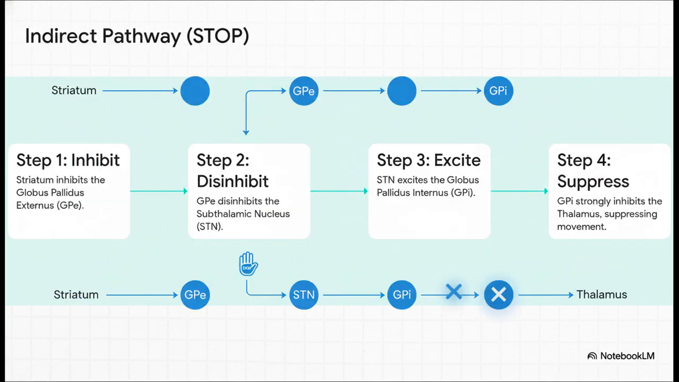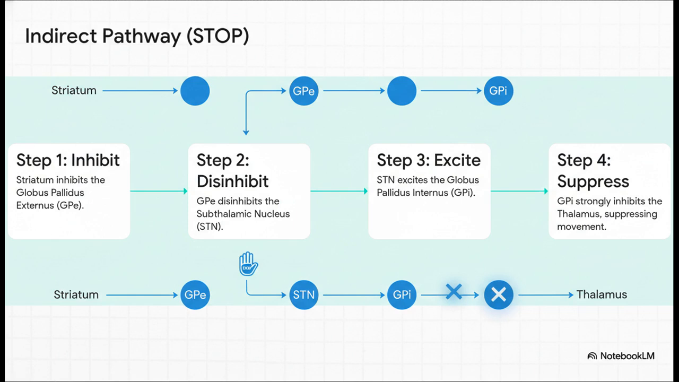The second arm is the indirect pathway, and this is your stop signal. It's a little more complex, so let's walk through it. The striatum inhibits the globus pallidus externus. This frees up the subthalamic nucleus, or STN. The newly active STN then excites the GPI, which then slams the brakes on the thalamus. The end result?